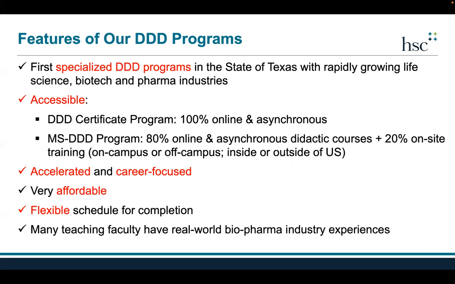As said, all the DDT certificate courses are offered online and can be taken asynchronously from home. 80% of the MSDT program courses are offered online. And then the last 20% of on-site training courses is offered, but with flexibility. Students can undertake this on-site training either on campus or off campus, inside or outside of the United States. Upon appropriate arrangement, we will assist students to identify the best training site for completing this component of the DDT program.